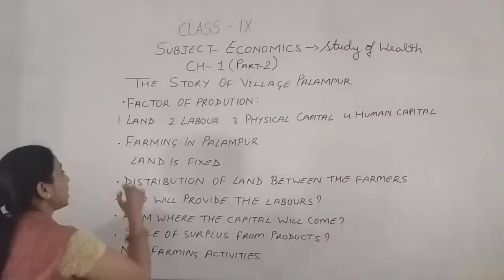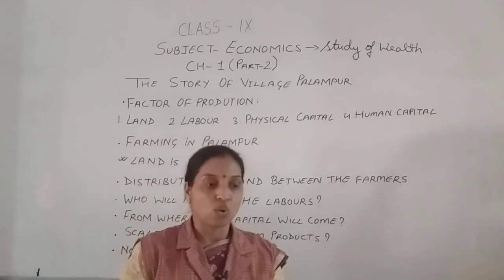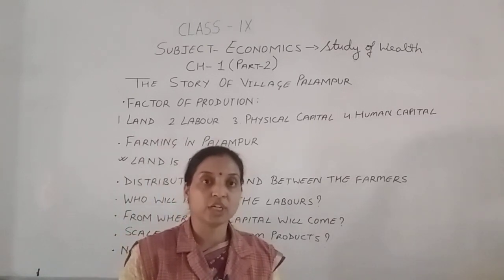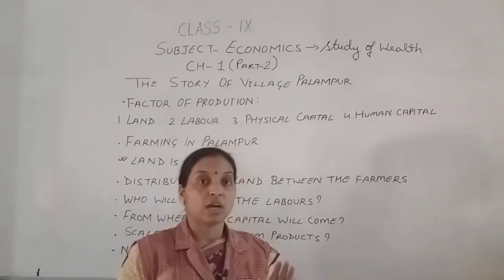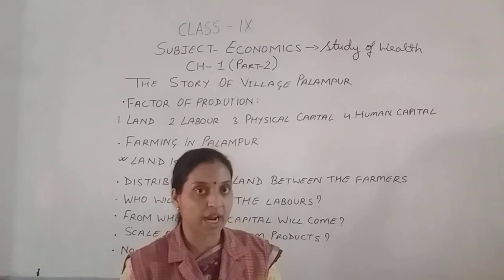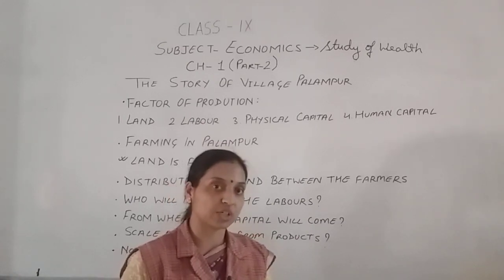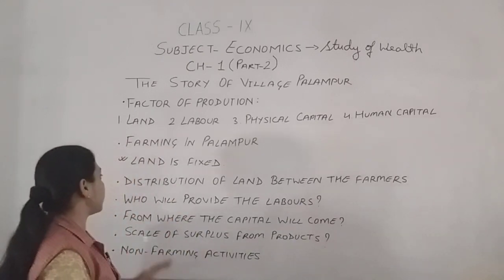Now here it is mentioned that land is fixed. What is the meaning of that? In village Palampur, whatever the number of people, according to that the land quantity is fixed. But after the 1960s, wasteland was also converted into cultivable land for production, to increase the production. Afterward some techniques were also used. We will discuss that part later.